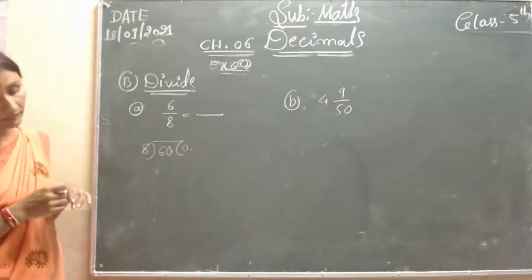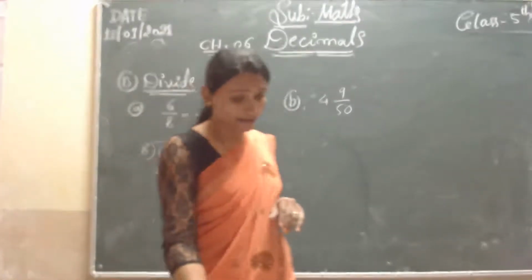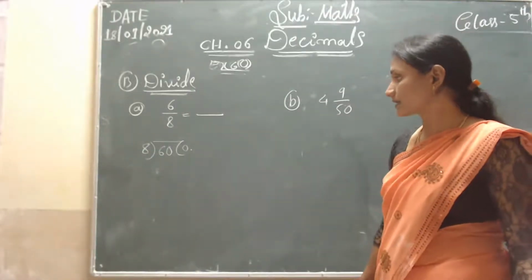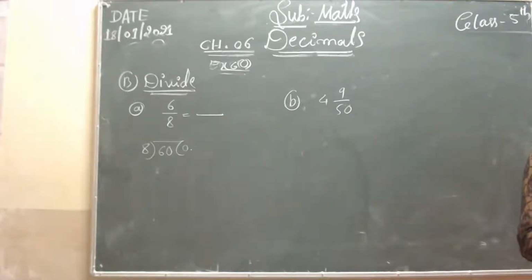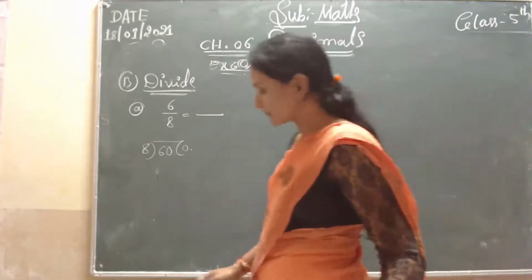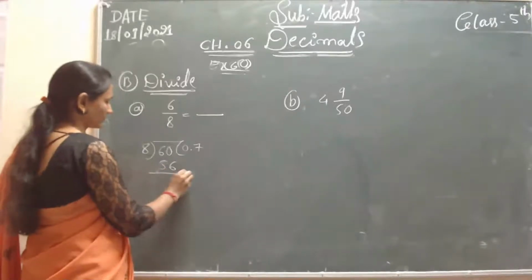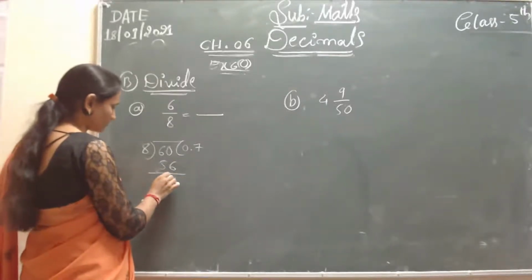So 8, how much? You have to search in 60. So for 60 you have to search the 8 table. 60 is not there, but 64 is. 8 4s are 32, but 8 8s are 64. Better to take 8 7s, which is 56. 8 7s are 56. What is left here? That is 4 here, 0.